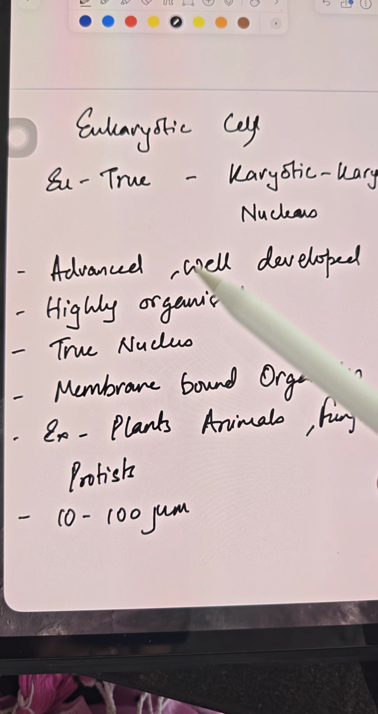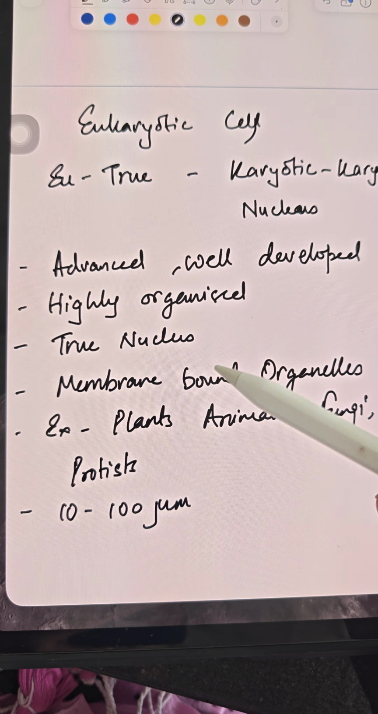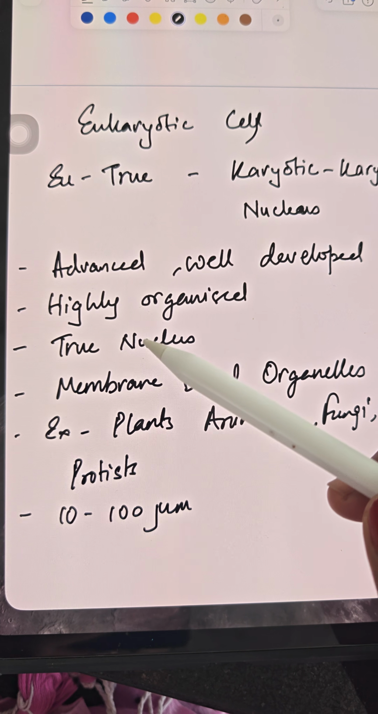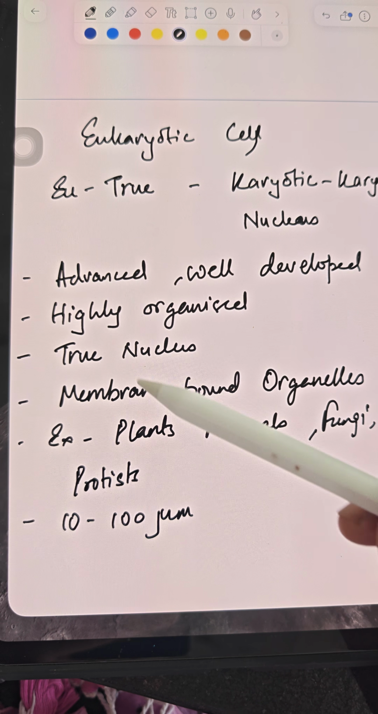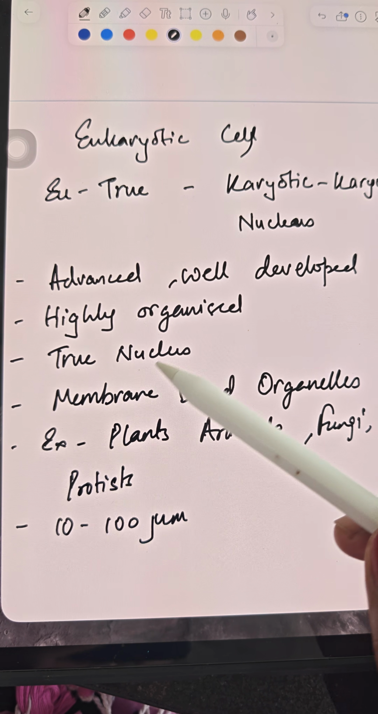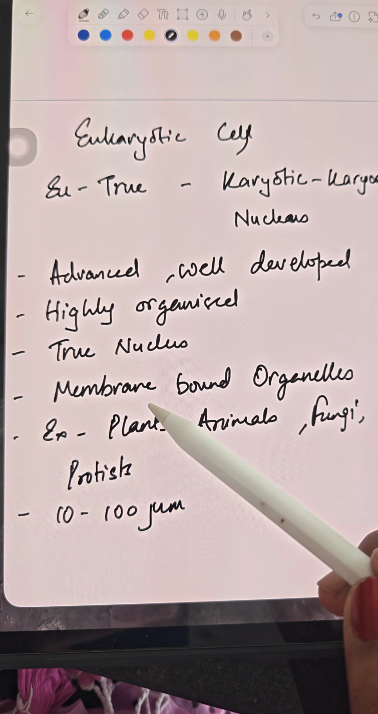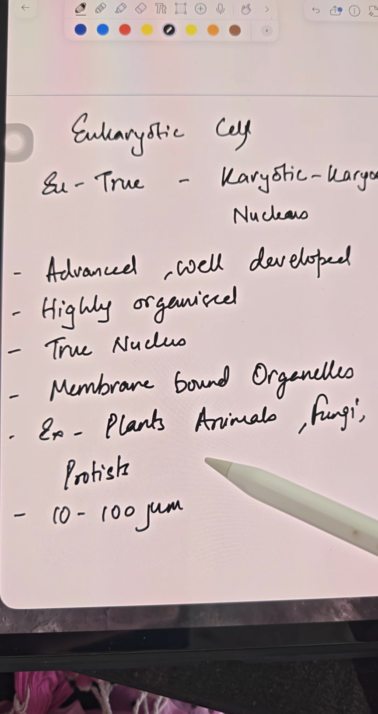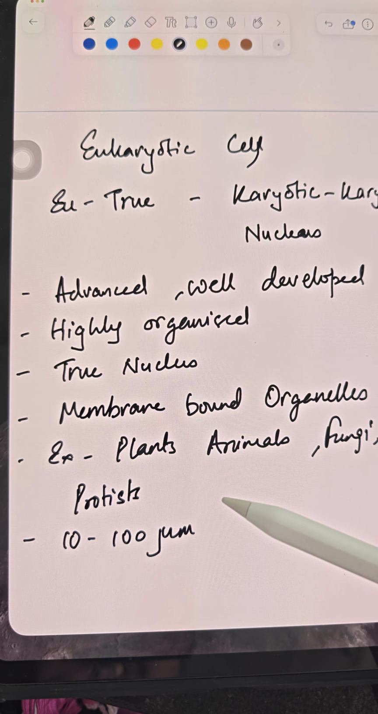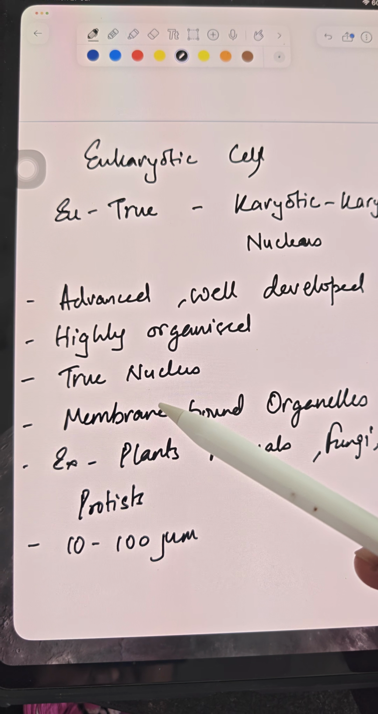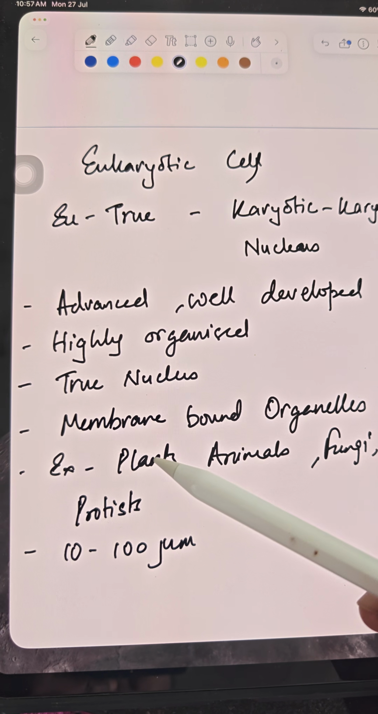As in the prokaryotic cell, there was no nucleus and the chromatin material was just present in the open cytoplasm in a nucleoid region. But over here, the chromatin material or the DNA or your chromosomes are inside the nucleus. Apart from the nucleus, the eukaryotic cell has membrane bound cell organelles, like mitochondria, endoplasmic reticulum, Golgi complex, which are the most important, and many others, like chloroplast, which is present in the plant cell. So these are all membrane bound organelles.